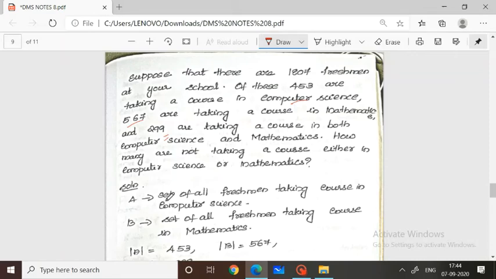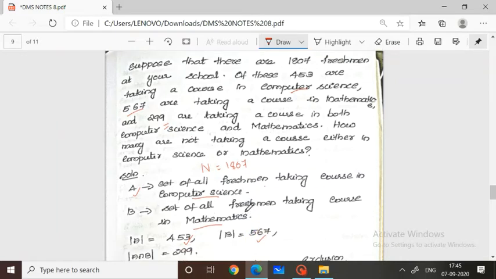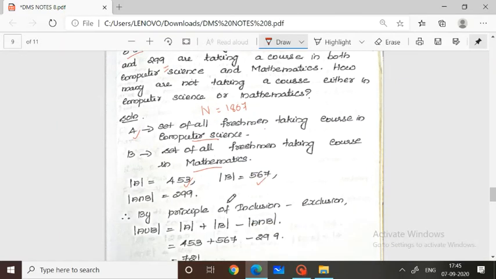So let's take first of all the total value, which is given as 1807. Let n equal 1807. Let us denote A to be the set of all freshmen taking the course in computer science, and B denotes the set of all freshmen taking the course in mathematics. That means the number of elements in A is equal to 453, the number of elements in B is equal to 567, and the number of elements in A intersection B is 299.